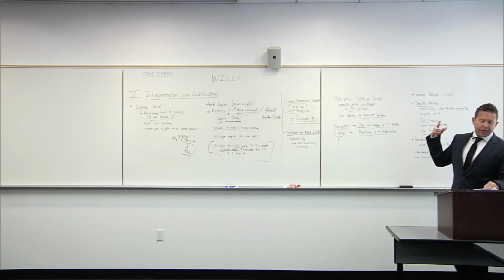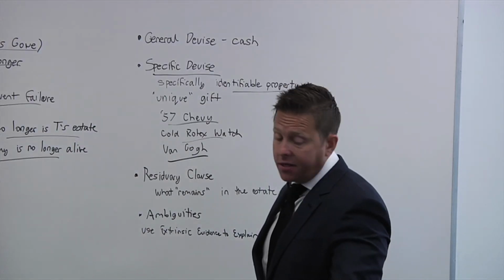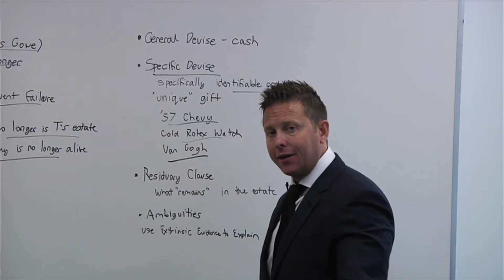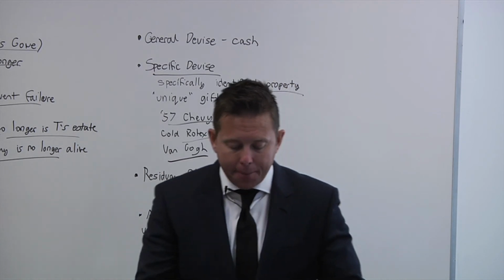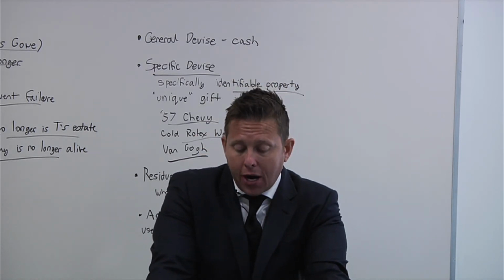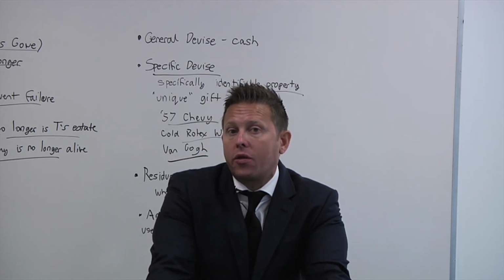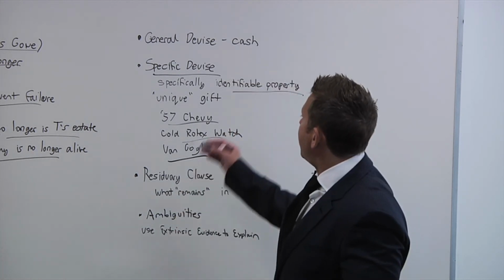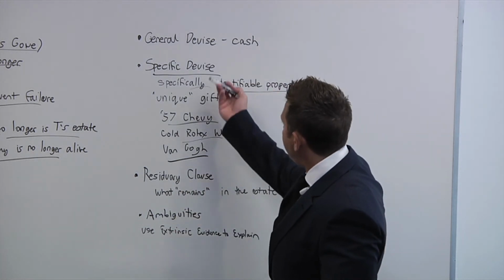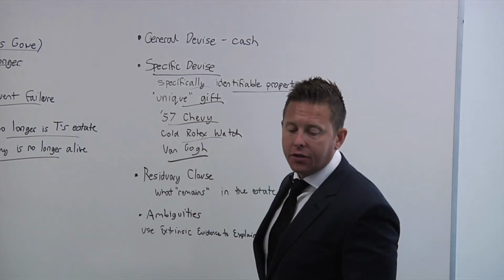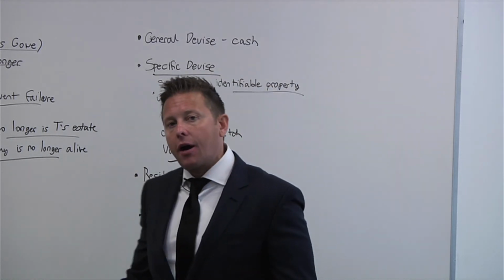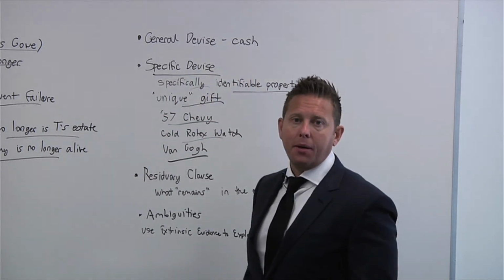And to determine whether a gift is a general devise or a specific devise, in case you get confused between the two, it may help to ask whether the testator was primarily thinking of the gift or the beneficiary. Because if you're thinking about the gift, it's going to be a specific devise because it's a unique gift. If you're just thinking about the beneficiary, well, it's probably going to be a general devise.